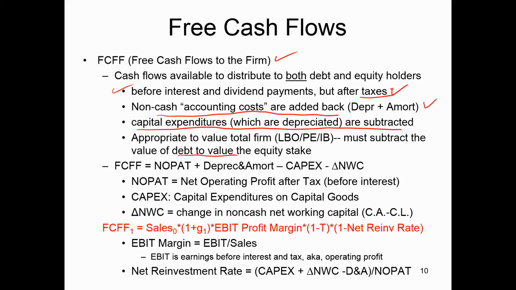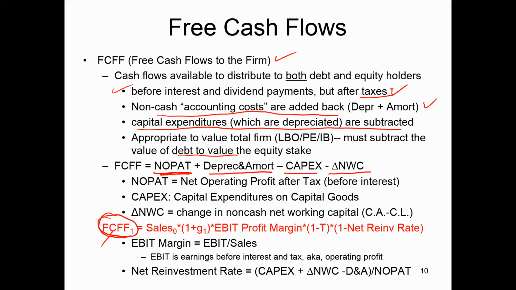Now, a couple ways of writing free cash flows to the firm. You can say it's NOPAT, net operating profit after tax. Add depreciation, subtract CapEx, and subtract changes in net working capital. However, I'm going to write it this way, and this is a shortcut or a way of doing it that Damodaran recommends, the NYU professor that has a book on valuation.